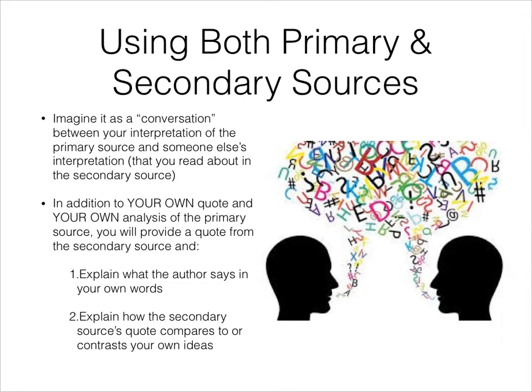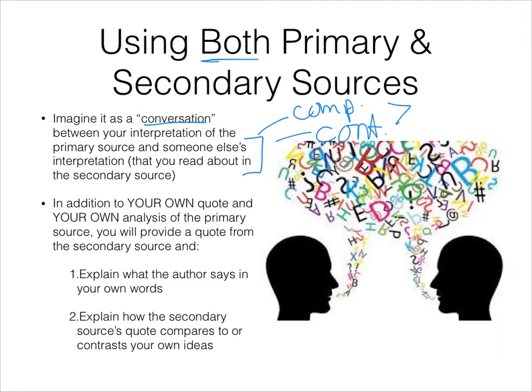So eventually you're going to be asked to use both a primary and a secondary source. Your job is to imagine it as a conversation between your interpretation of the primary source, or your interpretation of Dracula, and then someone else's interpretation that you read about in the secondary source. You could compare, you could contrast, you could also figure out a way to be both of them at the same time, and that's going to be the conversation that you have between your interpretation and the secondary source author's.